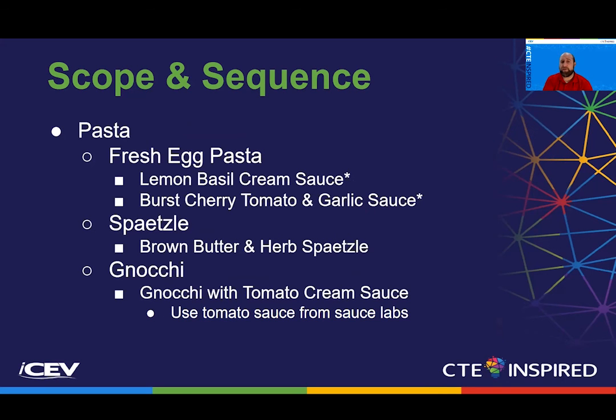When we move into our pasta unit, we make a fresh egg pasta. Lemon basil cream sauce is inexpensive. Burst cherry tomato and garlic sauce, easy and inexpensive sauces to make with fresh egg pasta, which is also inexpensive because it's olive oil, eggs, flour, water, and a little bit of salt. And that's it. Spaetzle, we'll make brown butter and herb spaetzle.